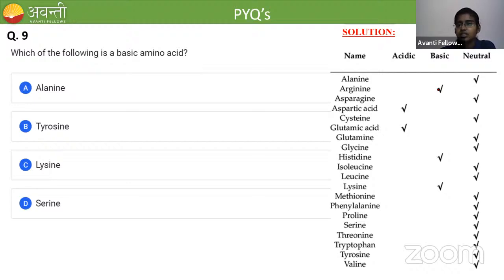We have only 2 acidic amino acids, which are aspartic acid and glutamic acid, and 3 basic, arginine, histidine, and lysine. Okay, lysine is the correct answer. Good. That is the basic. The remaining ones are neutral.